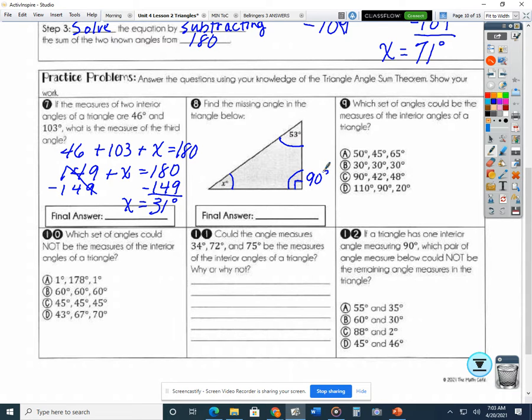We can add what we do know together. 53 plus 90 plus our unknown is altogether going to equal 180. When we combine these, we get 143 plus X is equal to 180. We do our inverse operation and subtract 143 from each side. And we are left with X is equal to 37 degrees.